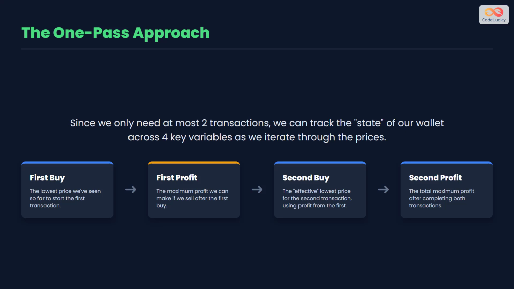A brute force approach might try every combination of transaction pairs, but that would be too slow. Since we know we have at most 2 transactions, we can solve this in a single pass by tracking the state of our wallet. We can break the process down into 4 distinct states: the first buy, the first profit, the second buy, and the second profit.